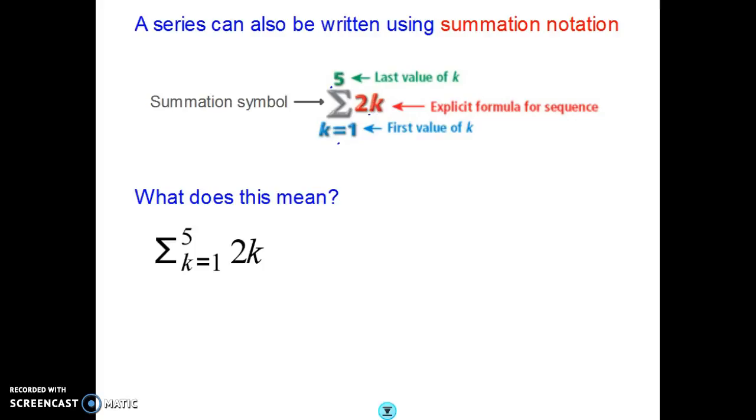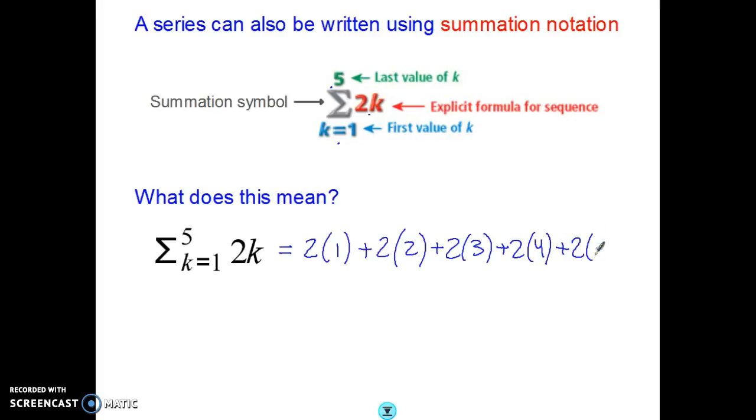Okay, so what does it actually look like? What that means we have to do here, if we want to expand this, is to find the first term that we're adding up, we would have to plug in 1 for k. So we have 2 times 1. To find the second term, we would plug in 2 for k. So we have 2 times 2. And we'd keep going, 2 times 3, plus 2 times 4, plus 2 times 5. But we're going to stop at 5 because that is our ending value for k.